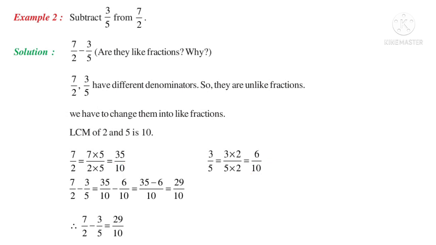Now we can do subtraction. So 7 by 2 minus 3 by 5 is equal to 35 by 10 minus 6 by 10 is equal to just subtract numerators, that is 35 minus 6 by 10 is equal to 29 by 10. Therefore 7 by 2 minus 3 by 5 is equal to 29 by 10.